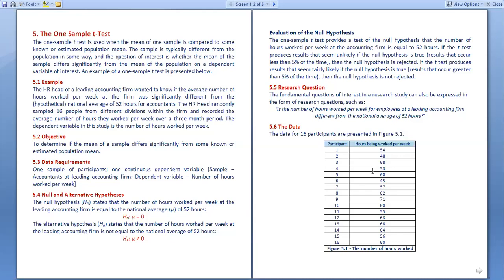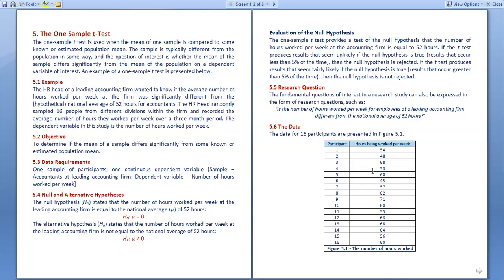And what we basically do when we are conducting this test is, if the value of significance is less than 5%, then the null hypothesis is rejected. And if the significance is more than 5%, then we are accepting the null hypothesis.